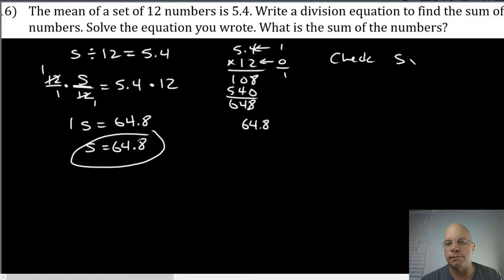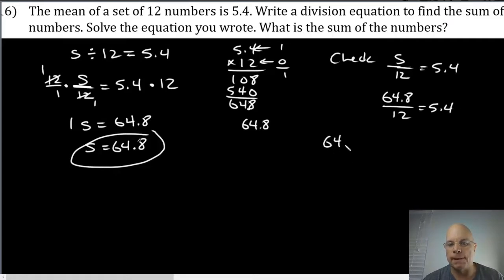The sum divided by 12 should give us our mean of 5.4. So 64.8 divided by 12 should equal 5 4/10. 64 8/10 divided by 12. My divisor is a whole number, so I don't need to move any decimals. I just need to line up this decimal in my quotient. There are 0 12s in 6. There are 5 12s in 64 because 5 times 12 is 60. Subtract, I get a difference of 4, and I bring down this 8.